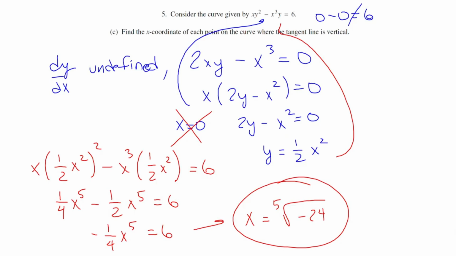You got 3 points for that. 1 just for setting this equal to 0. 1 for substituting into the original equation, and 1 for getting the answer. And that's the end of this function FRQ, which was question number 5 from the 2000 AP Calculus AB exam.